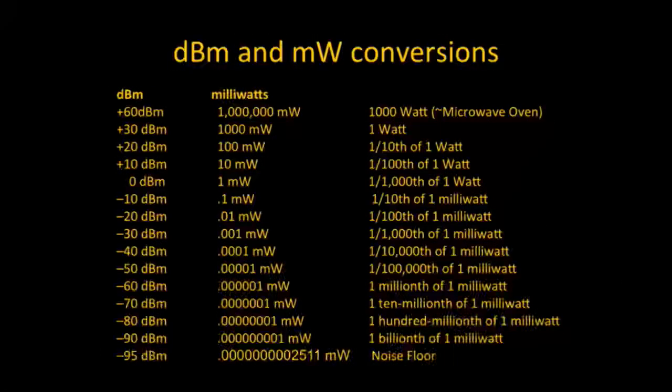Okay. Let's talk about some dB math, just to put this in perspective. So generally, your indoor access point has a peak transmit power of around 20 dBm, which is about 100 milliwatts.